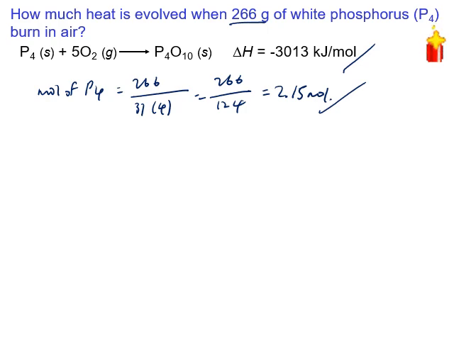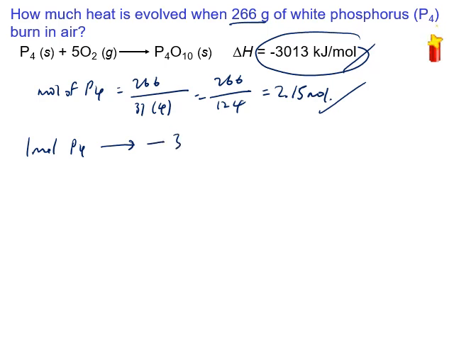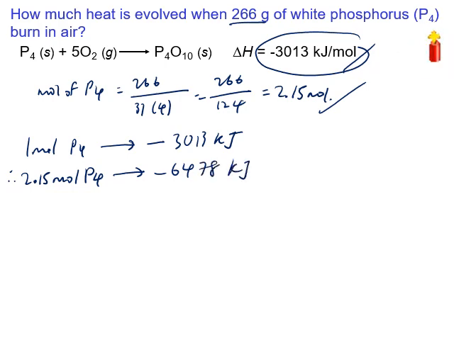And after that, we will make use of the thermochemical equation, especially this one. It shows you that 1 mole of P4 releases negative 3013 kilojoules of heat. So therefore, 2.15 mole of P4 will release negative 6478 kilojoules of heat. Right?